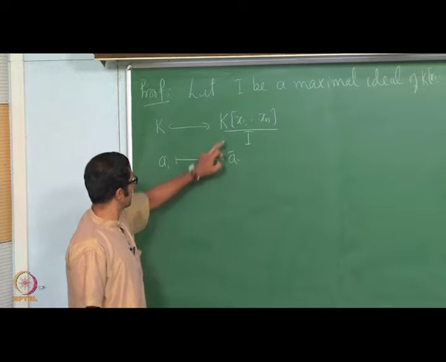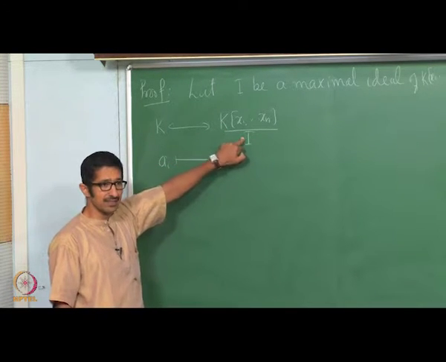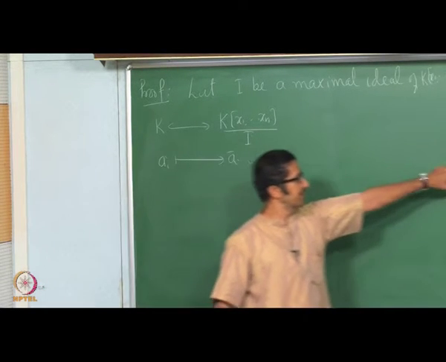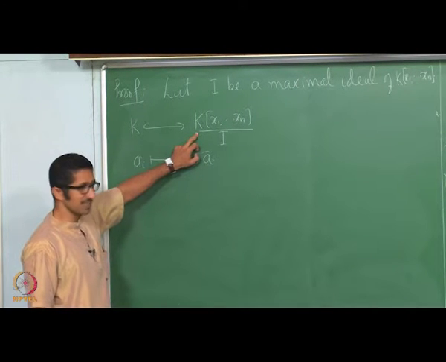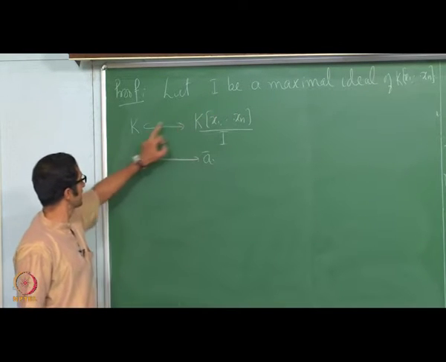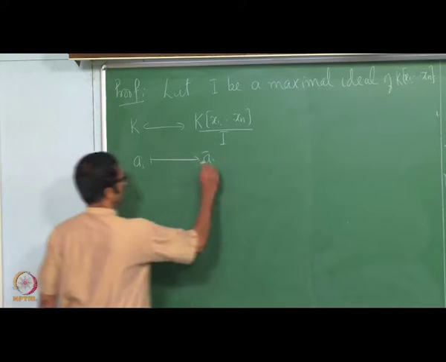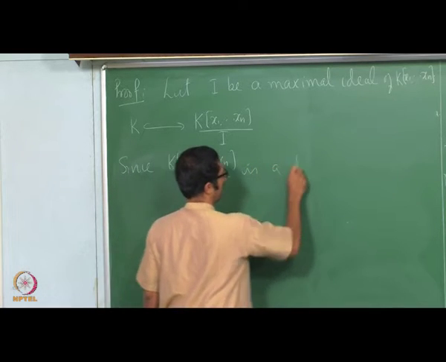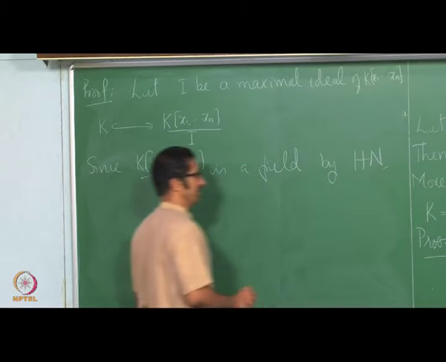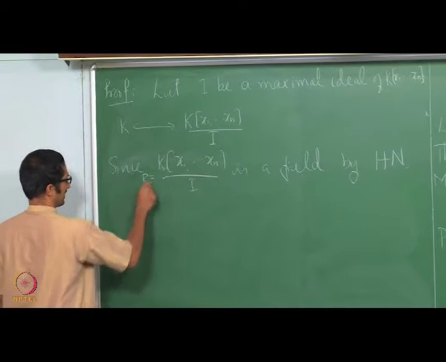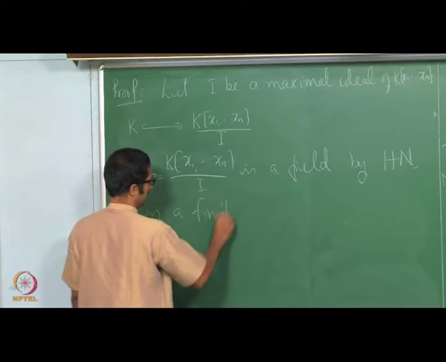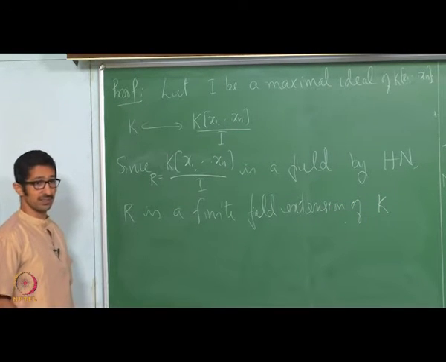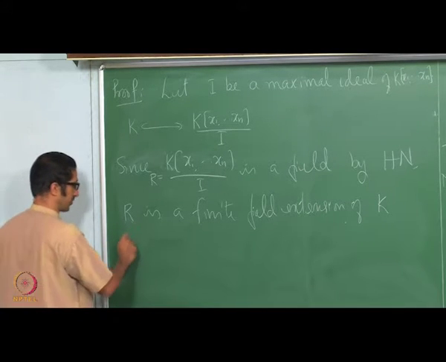But now, what we know is that I is a maximal ideal. Therefore, this is a finitely generated K-algebra which is a field. By the weak form of Nullstellensatz, it says that this is a finite field extension of K. Since K[x1, ..., xn] mod I is a field by Hilbert's Nullstellensatz weak form, let me call this R. R is a finite field extension of K, but now K is algebraically closed, which means R has to be equal to K.